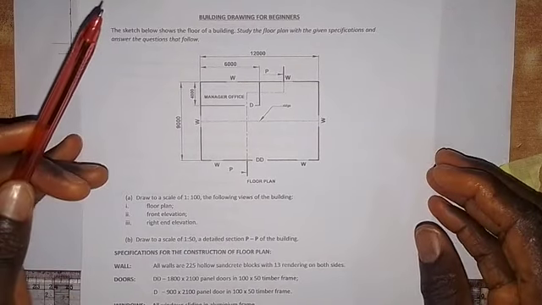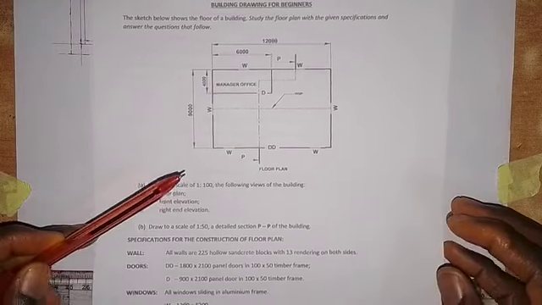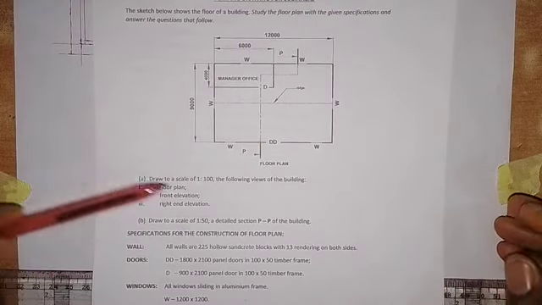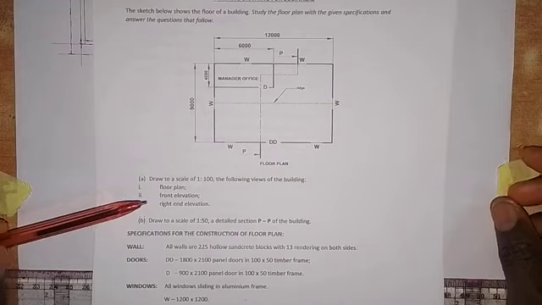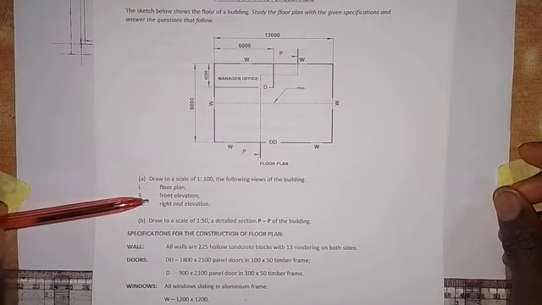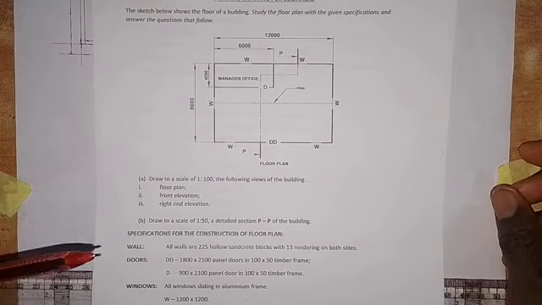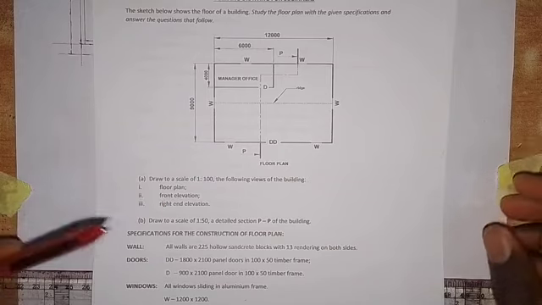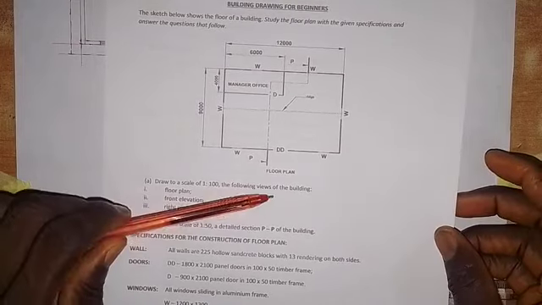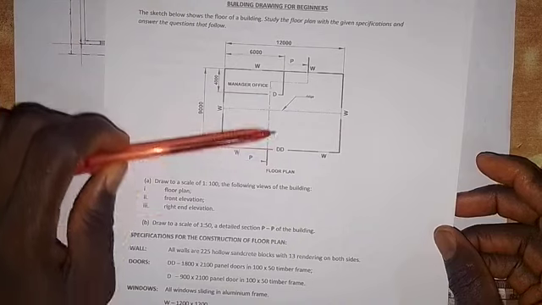And now we want to work on the front elevation as we have questions that we have been given to work on here. So we have worked on the floor plan. Now we want to work on the front elevation of the building. So number one thing that we need to know is that the building is being viewed in this direction. This is the front of the building.